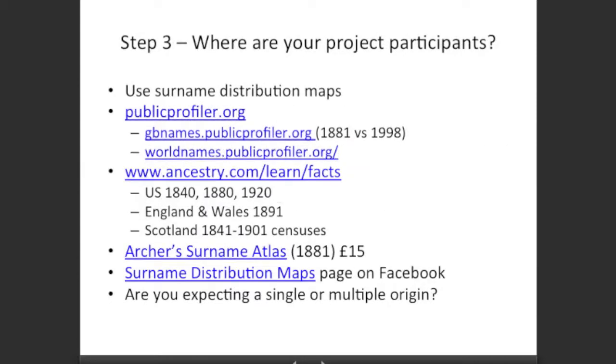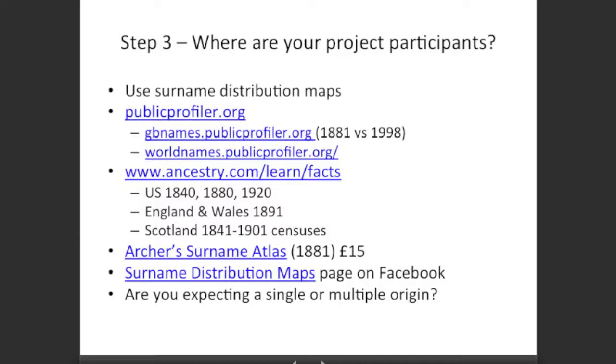The third step is to determine where your project participants are likely to be living. And the answer, in many cases, is America, because so many people went over there. We'll have a look at the next slide on James Irvine's project, how that affected his particular project. But there are various surname distribution maps available that can give you information on the surname distribution and the current location of your surname and its variants.